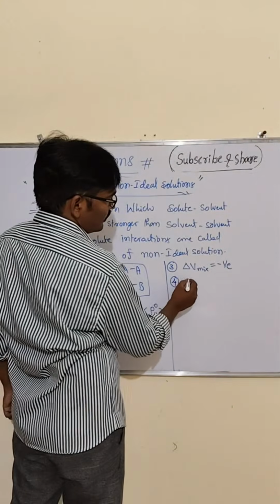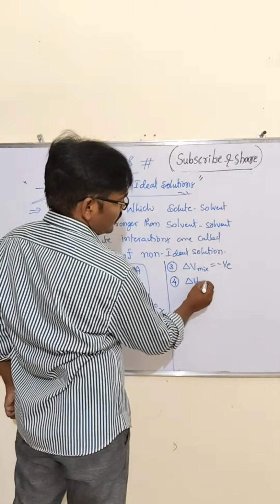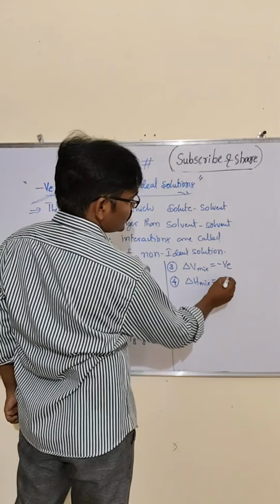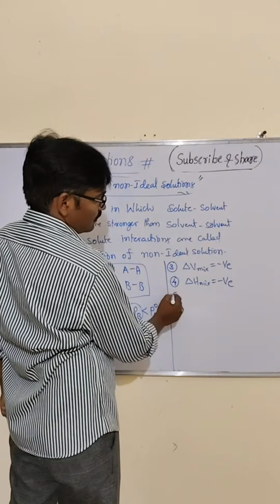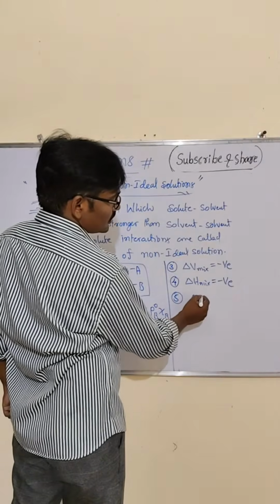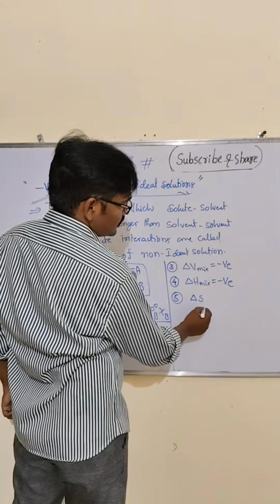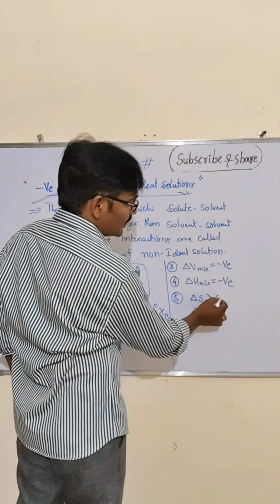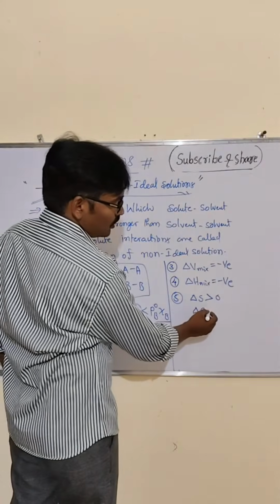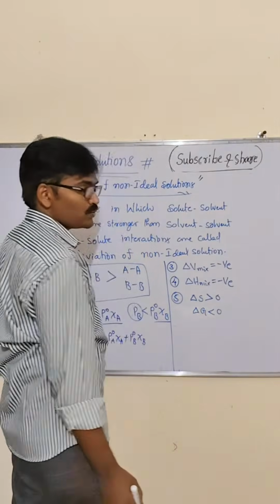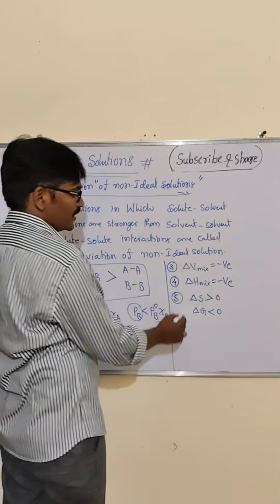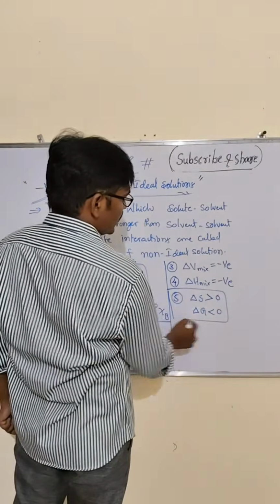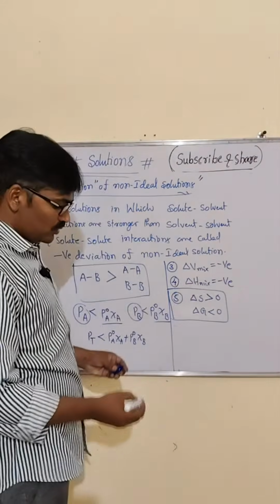Then the fourth one, delta H mixing is also negative. Then the fifth one, delta S and delta G values won't change. Delta S is always greater than 0. Delta G is always less than 0, nothing but spontaneous. Right, my dear students? So these all are negative deviation of non-ideal solutions.